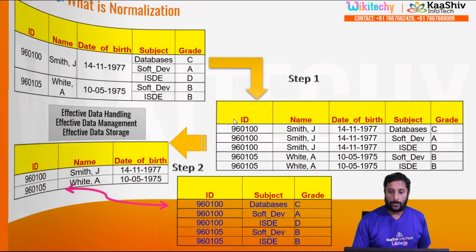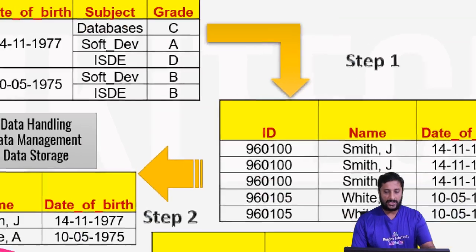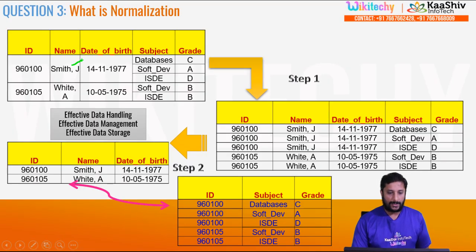So I'm going to show you a very simple example. Smith is a person, his date of birth is 1, and he got these subjects and grades. And there is another guy, White. I got this data, so I want to put it in a table. You are able to see it here. So Smith got database, soft dev, and his date of birth, his ID and everything, and these three subjects with the grades and everything.